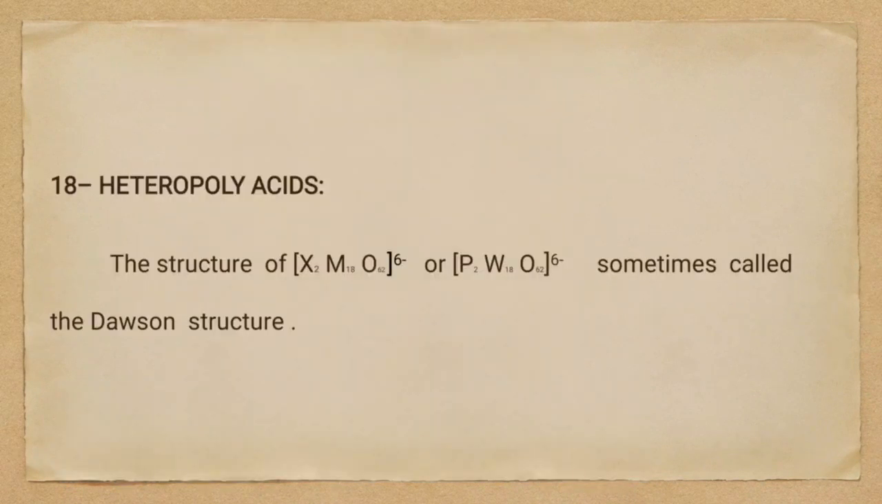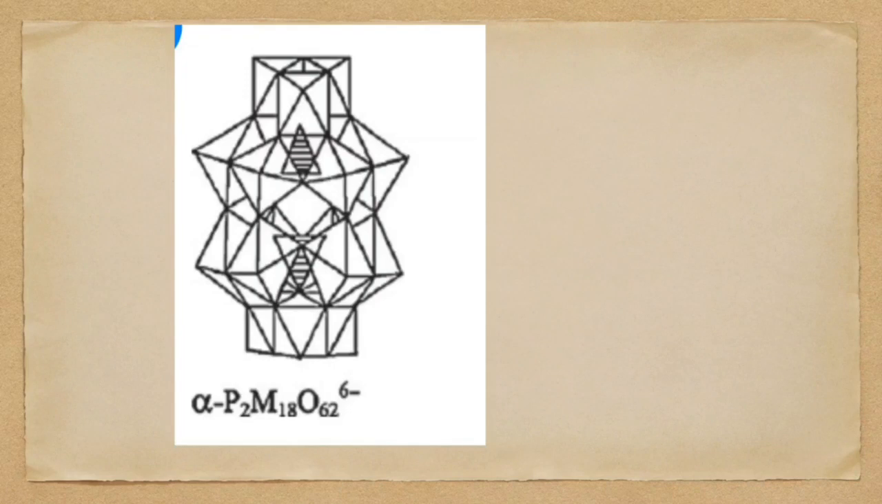18 heteropolyacids. The structure is called Dawson structure, which is given in another slide.